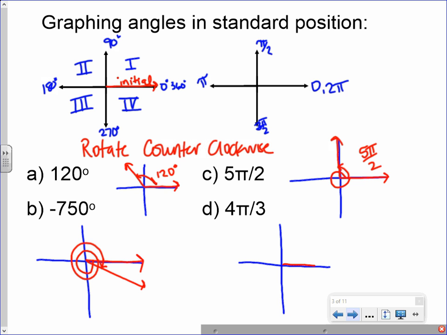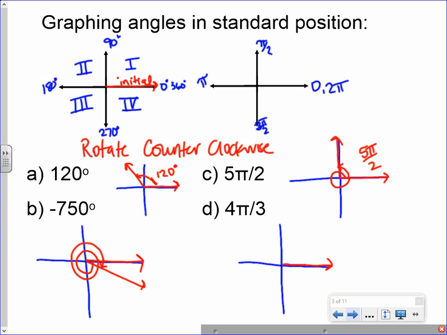Last but not least, we are going to graph 4 pi over 3. If you select, since it's pi over 2, wouldn't you go around twice? Well, once all the way around is 2 pi. Are you with me? You were thinking pi. Yeah, pi is the same as 180 degrees. All right, so 4 pi over 3.